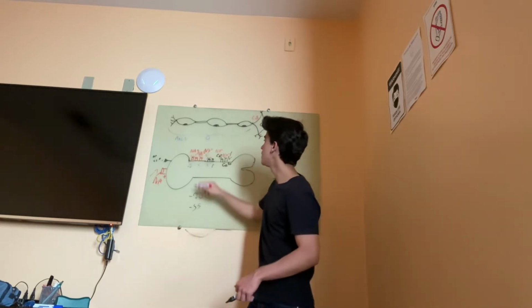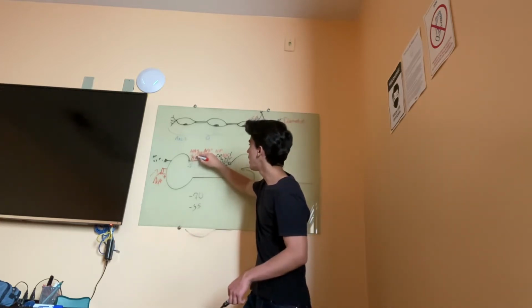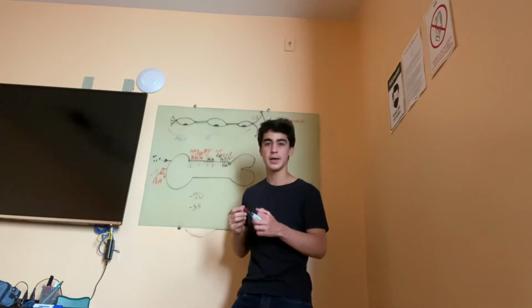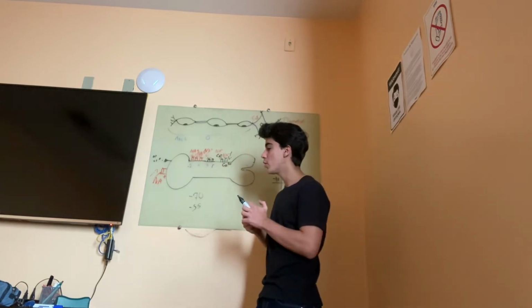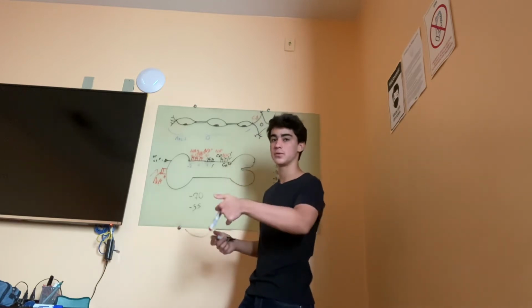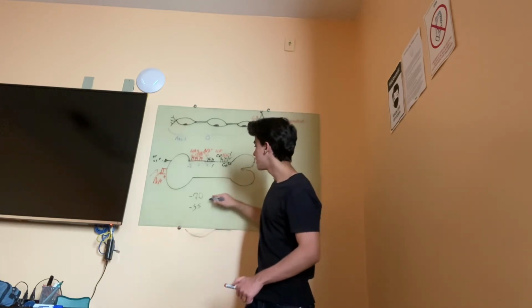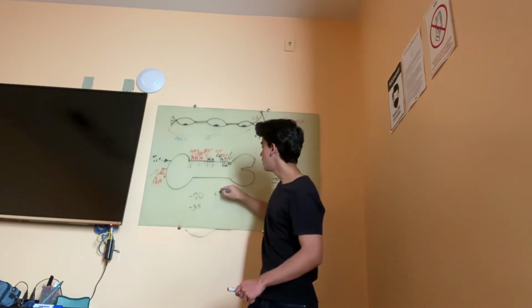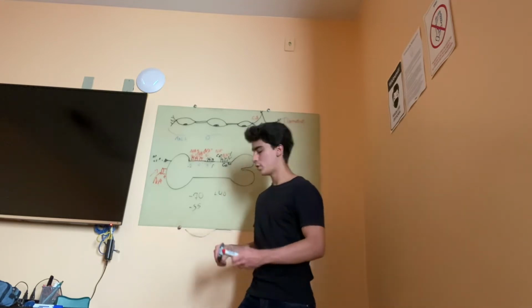Once all the sodium gates are open, a lot of sodium that was outside of the cell is going to start going inside. Hence, it's going to make the neuron very positive. It's really going to stimulate it and send a signal. It's going to stimulate a lot. So it's going to take it from minus 55 to positive 40.